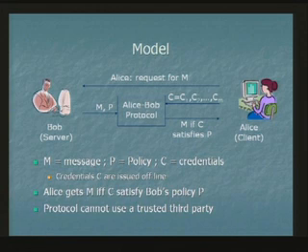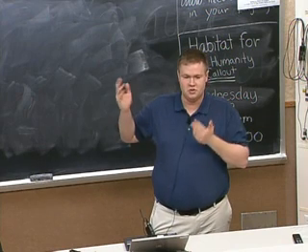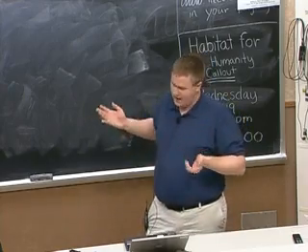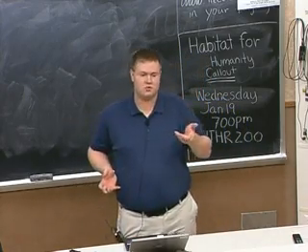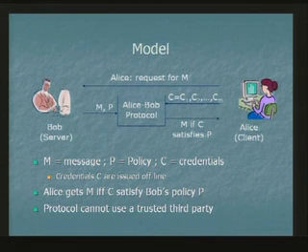Now, this really can't use a third party. If you had a trusted third party between Alice and Bob, the solution is fairly simple. Bob sends the message and the policy to the trusted third party. Alice sends her credentials to it. And then the third party makes a decision and sends Alice the message if possible. The difficulty with this is that it's hard to find a trusted third party.